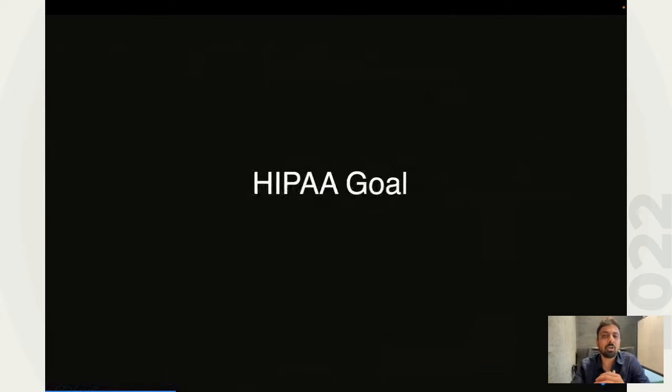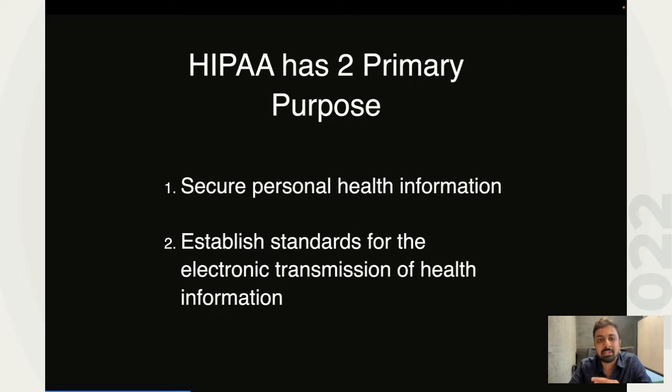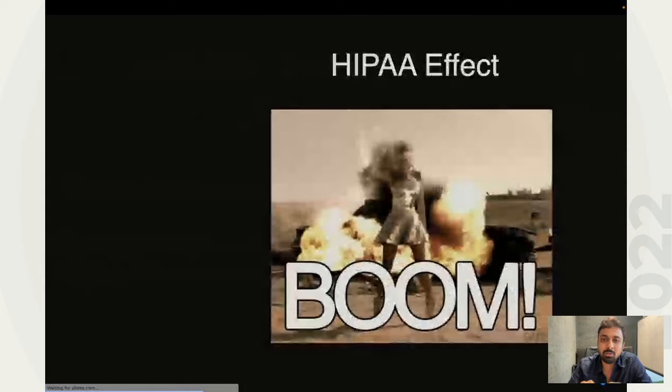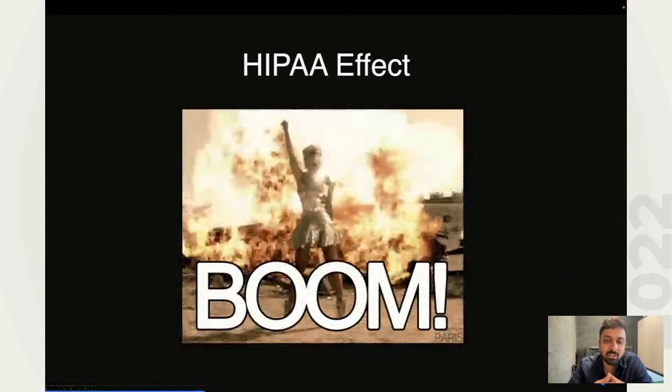So, talking about the goals of HIPAA. First, there are two primary purposes of HIPAA. One is to secure personal health information, and second is to establish standardization for the electronic transmission of health information. So yeah, that was a big boom once HIPAA compliance was established after 1996.